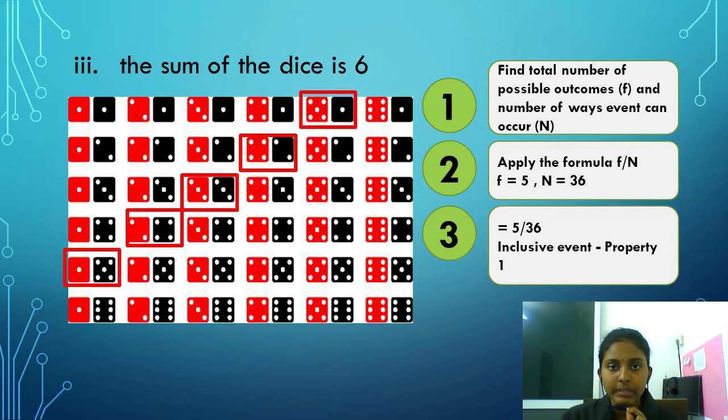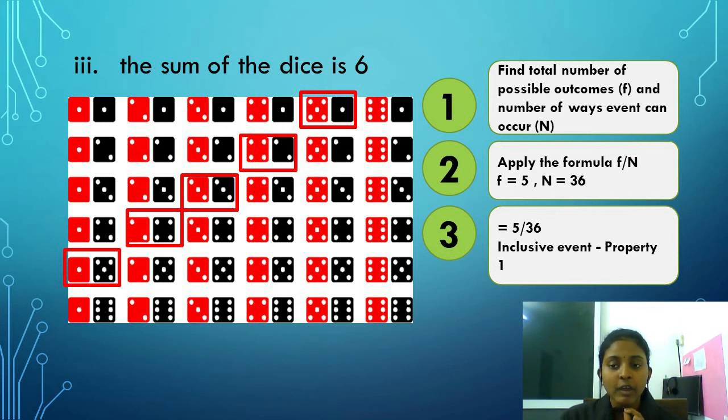A certain event means the probability of an event must occur. Let's move to the next question. The third question is: the sum of the dice is 6. Now look into the diagram. How many pairs of the dice rolled can be 6?